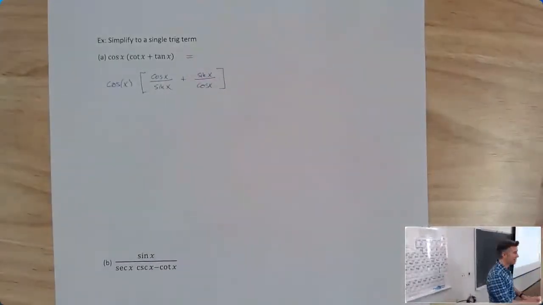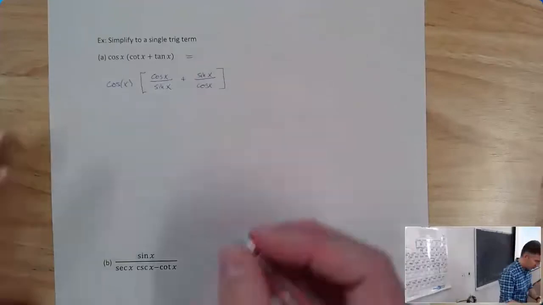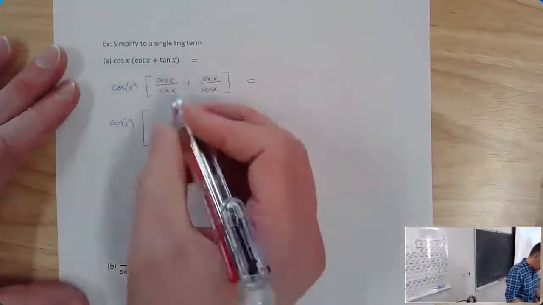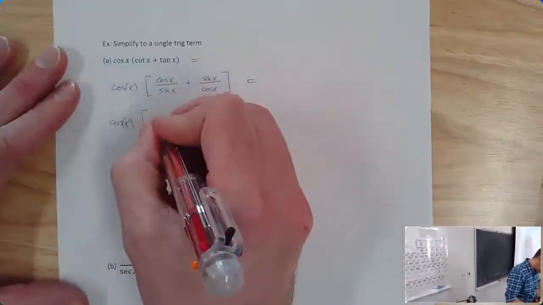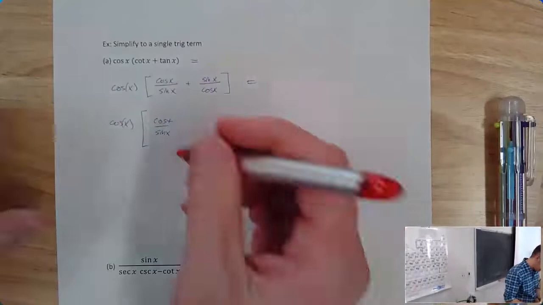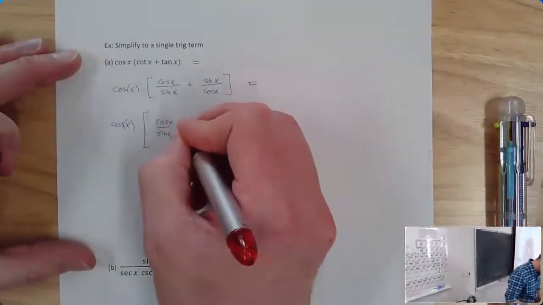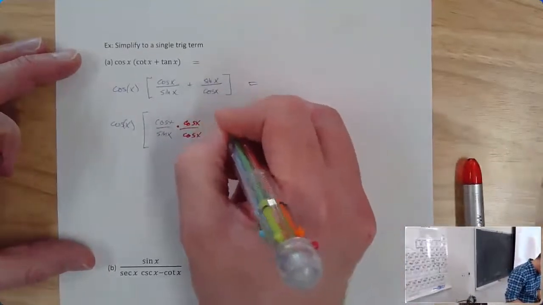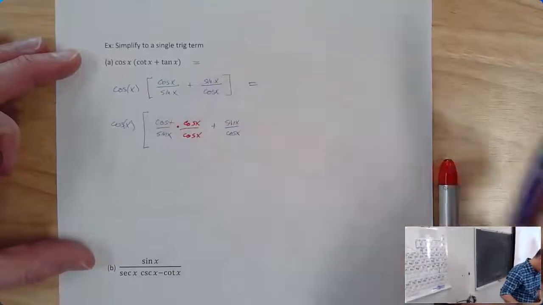And then what will often be an issue when we're trying to do something like this is we're going to have fractions that often need a common denominator before we can add or subtract them together. So I've got cosine over sine plus sine over cosine. I need those to have a common denominator. So I'm going to write this as cosine of x times, I'm going to multiply cosine x over sine x by cosine x over cosine x. Apologies. I'm going to multiply the sine x over cosine x by sine x over sine x.